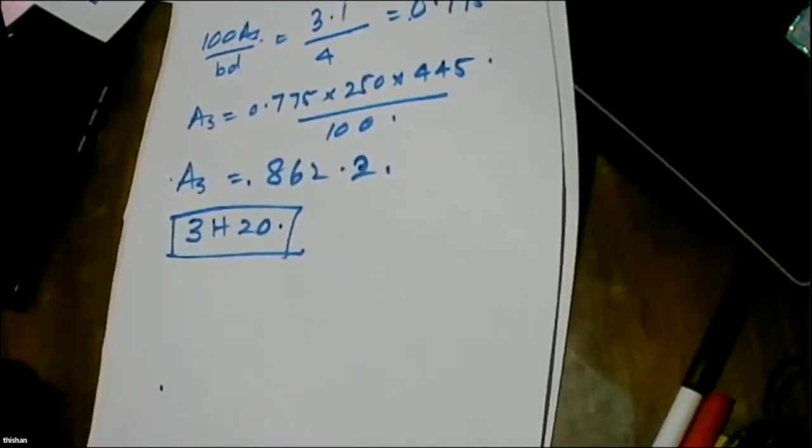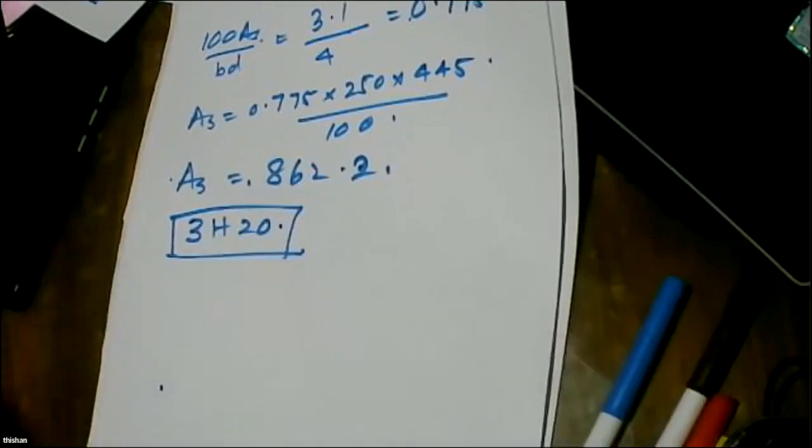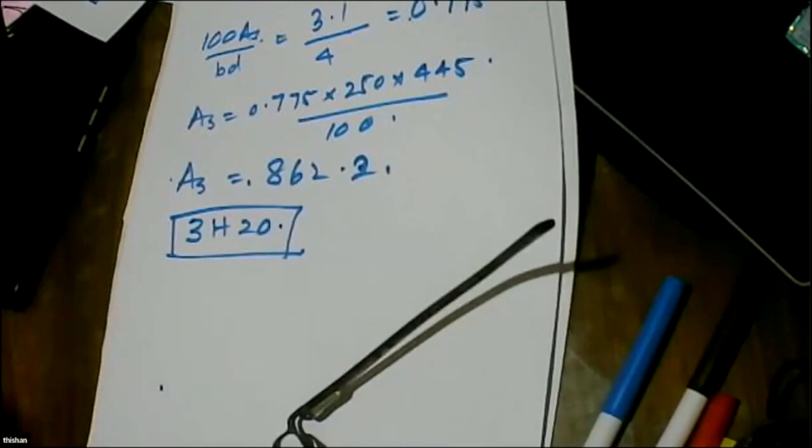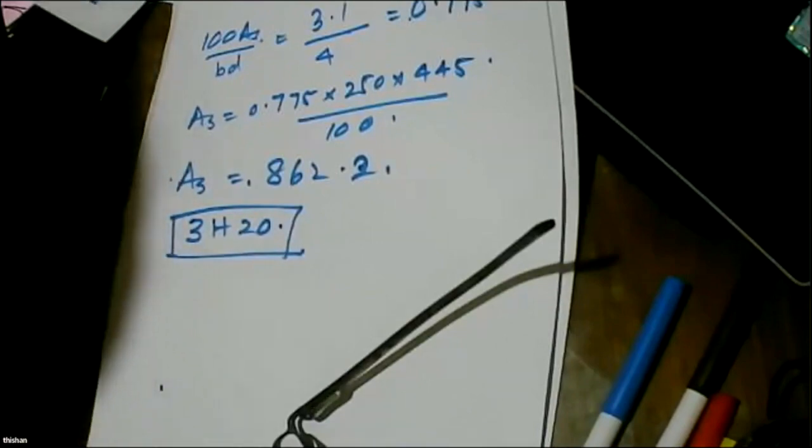So that is the answer. You can do all your long calculations, or on the other hand, you calculate M over b d squared and divide by 4. That is 100 As over bd, and then you can find the reinforcement required. So that is a shortcut, right? I do all my designs using shortcuts. I don't write all these long calculations.